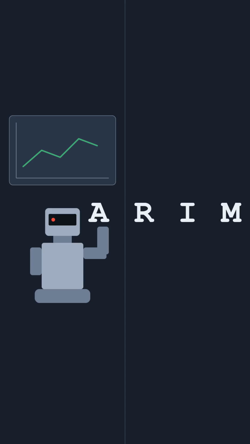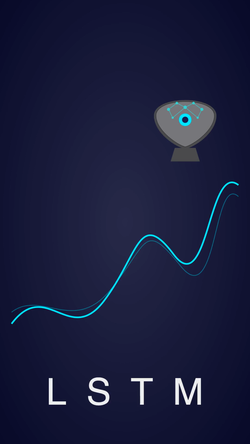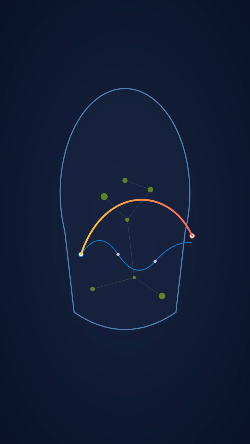Classic models like ARIMA look at the recent past to forecast the near future. For more complex patterns, we use advanced neural networks like LSTMs. These models have a long-term memory, remembering important patterns from a long time ago.